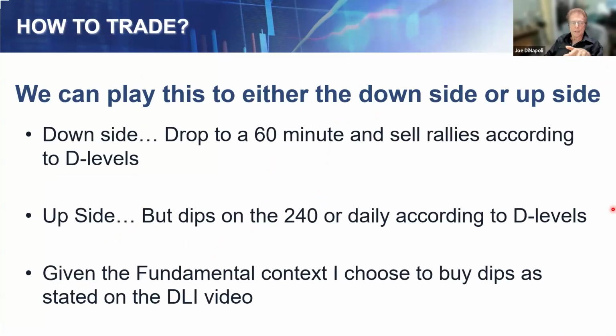Now, there's two ways you can trade this. We can trade this from the short side, and the way you would do that is you drop to a 60-minute chart and you sell rallies according to the DiNapoli levels on a 60-minute chart. You can also play it to the upside. You can buy dips on the 240 or the daily according to DiNapoli levels.